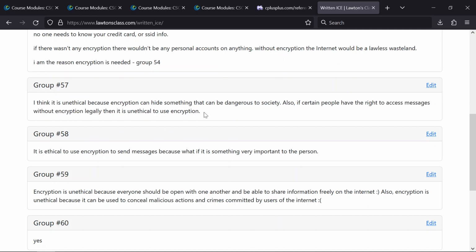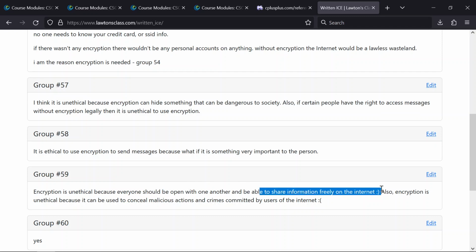So some people, like large companies... how do I want to say this? Governments require some companies to put in little back doors, and maybe that's what you're getting into here. That's a good thought. It's unethical because everyone should be open with one another. I like that idea.